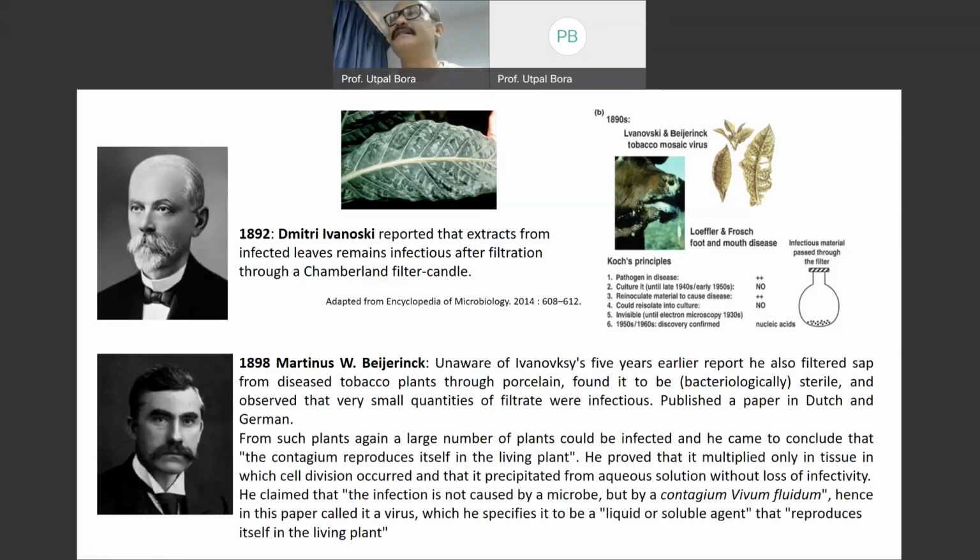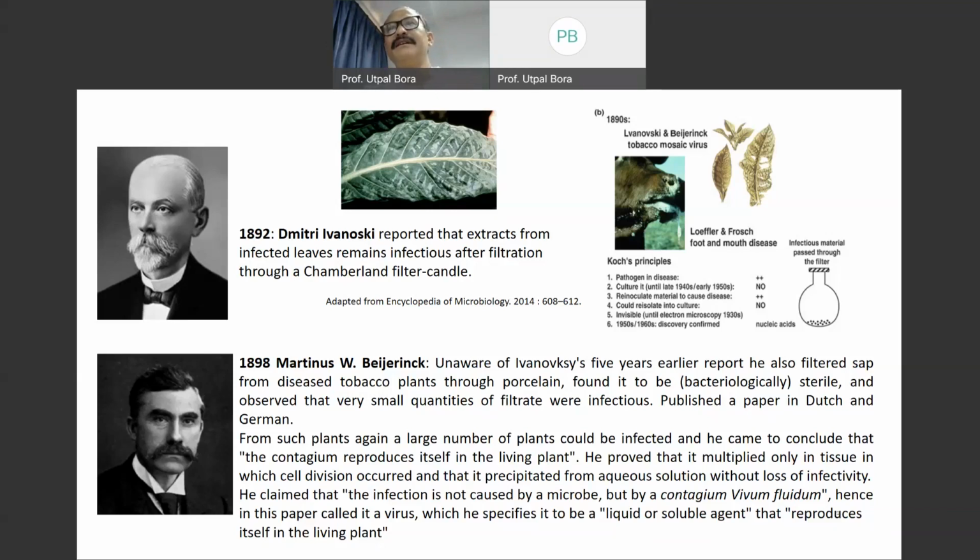And then, 6 or 5 years after that, Beijerinck, who was not aware of Ivanovsky's work, reported the same thing in the tobacco mosaic disease described by Mayer. And he reported one additional thing, that the filtrate was sterile. I mean, it did not contain any kind of bacteria, but it was still infectious. And he published his work in a Dutch and German journal.